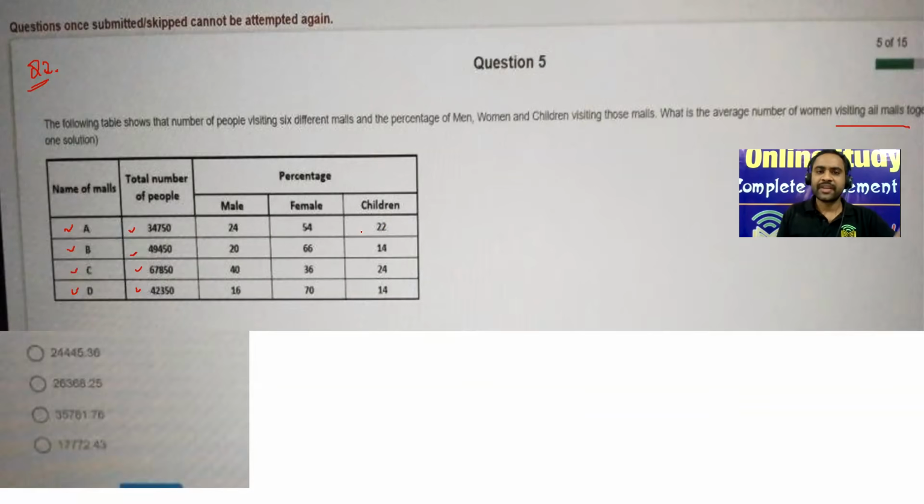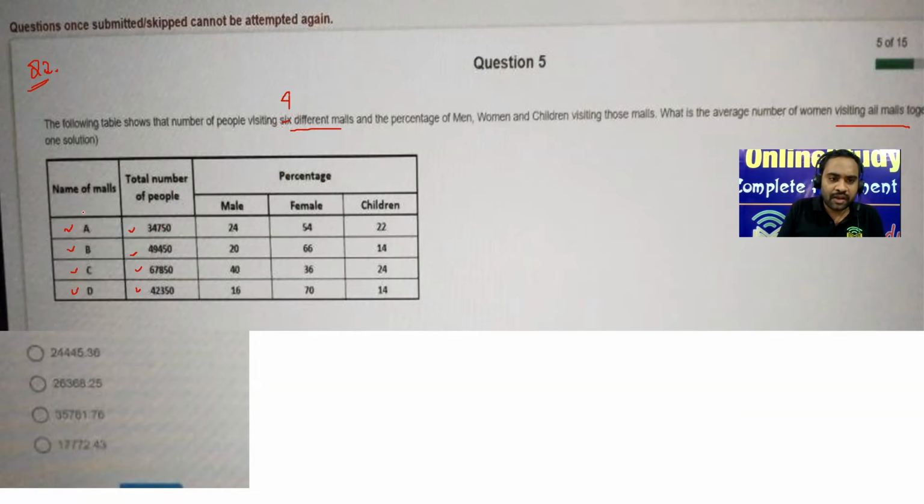Similarly in mall B. The question is: the following table shows the number of people visiting 4 different malls, A, B, C, D, and the percentage of men, women and children visiting those malls. What is the average number of women visiting all the malls?